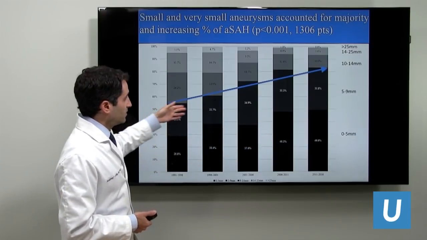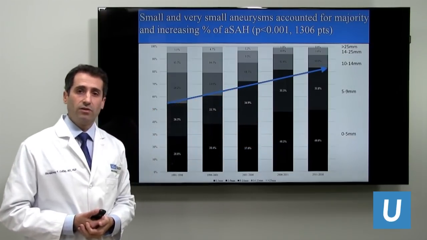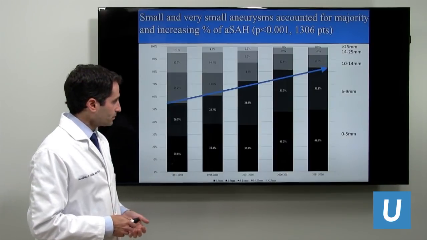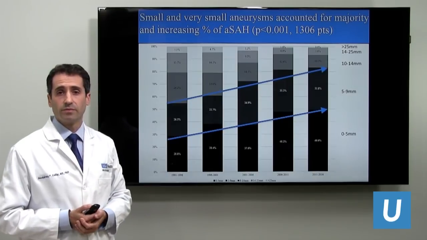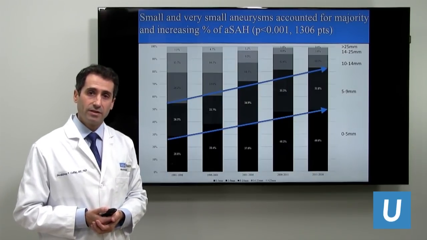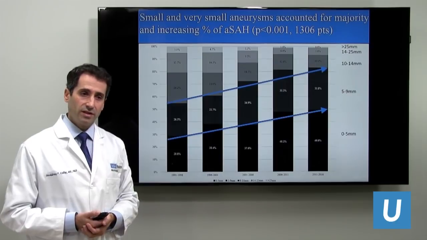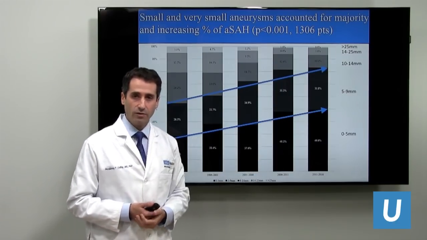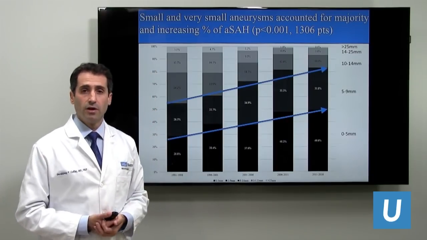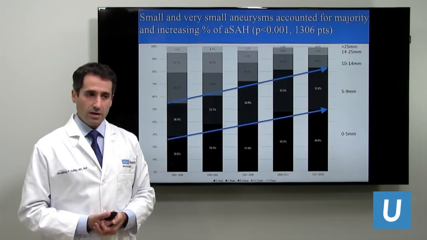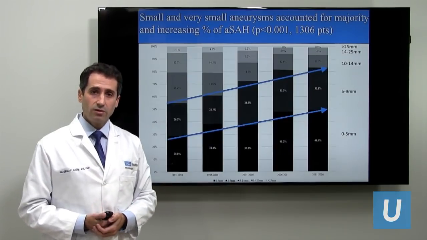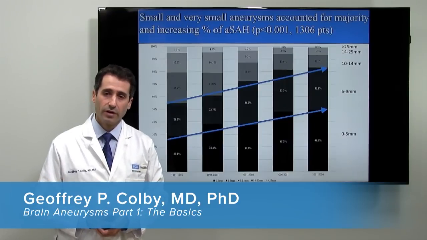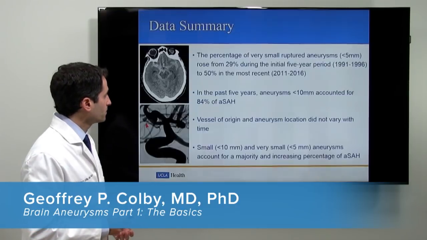So there has been a significant growth in the number of small aneurysms we see coming in ruptured to major academic medical centers. If we look at very small aneurysms, or aneurysms less than 5 millimeters in size, that number has also grown significantly to the point where in the last 5 years, about 50% of the aneurysms coming in broken or ruptured were less than 5 millimeters in size. So this data shows us that small aneurysms can still be dangerous, and size is just one portion of the story when we're addressing an aneurysm.